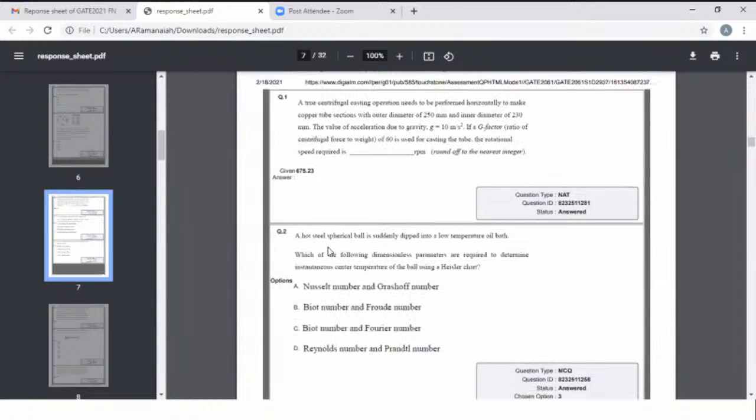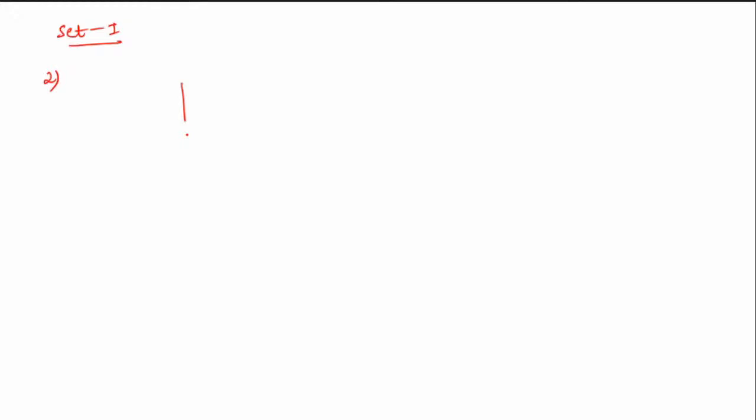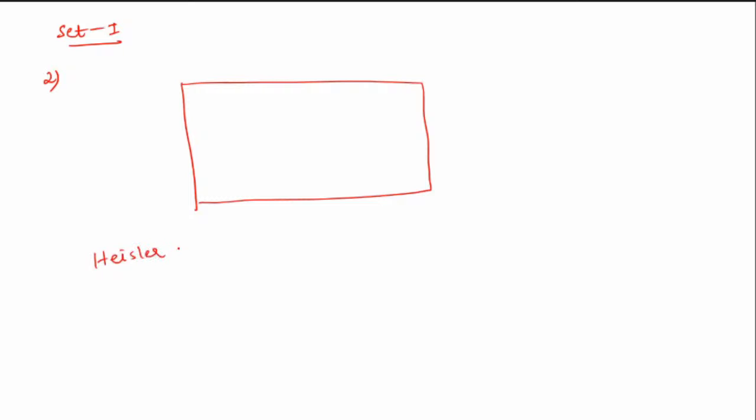A hot steel spherical ball is suddenly dipped into a low temperature oil bath. Which of the following dimensionless parameters are required to determine the instantaneous center temperature of the ball using Heisler charts? Heisler charts are used for transient heat conduction.